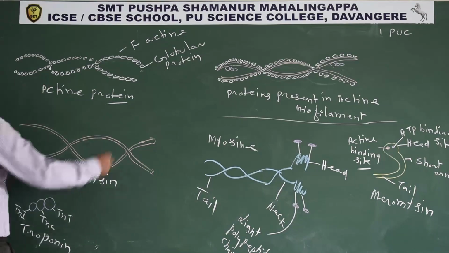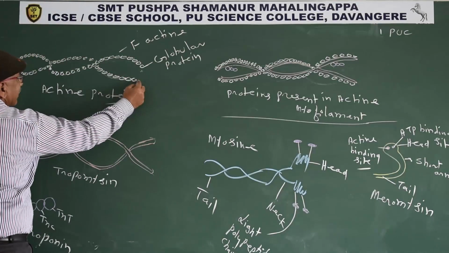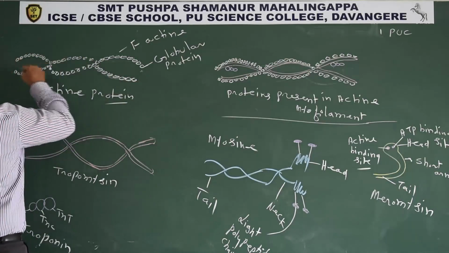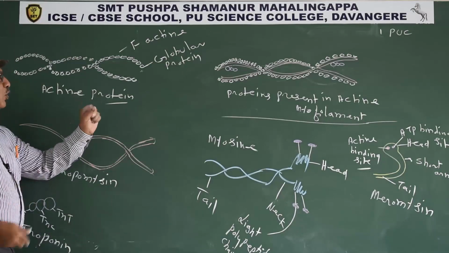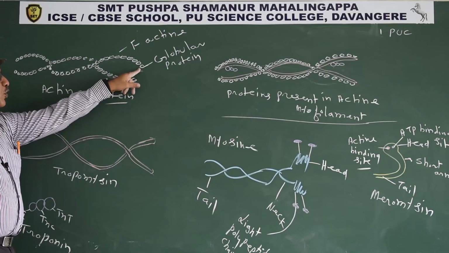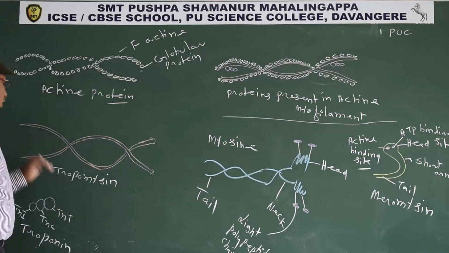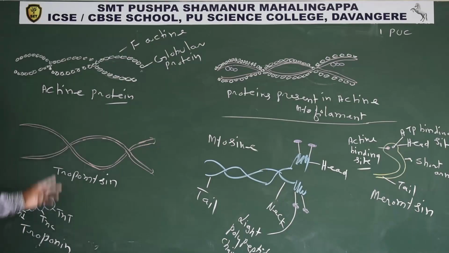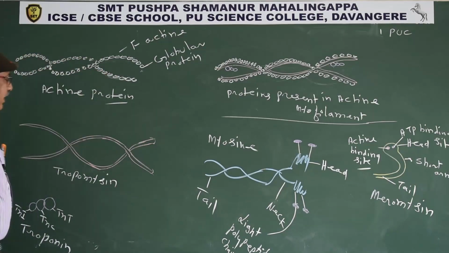Actin protein contains two filamentous actins. It is one filamentous actin. It is another filamentous actin. Each filamentous actin is a polymer that contains several monomers. This monomer is a globular protein, a spherical protein. Next one is tropomyosin. Tropomyosin contains two filamentous strands. The two filamentous strands of tropomyosin attach to the actin protein throughout its length.